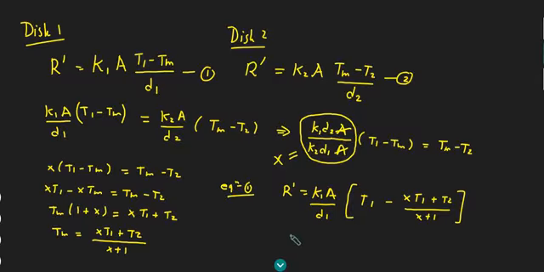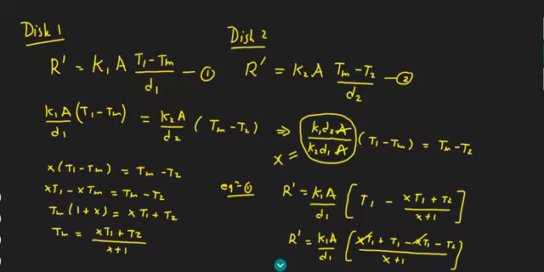Furthermore, I'll have r prime equals k1a divided by d1, and then I'll have x T1 plus T1 minus x T1 minus T2, and the common denominator x plus 1. Now you can see x T1 cancels out with minus x T1, so the expression becomes much simpler.